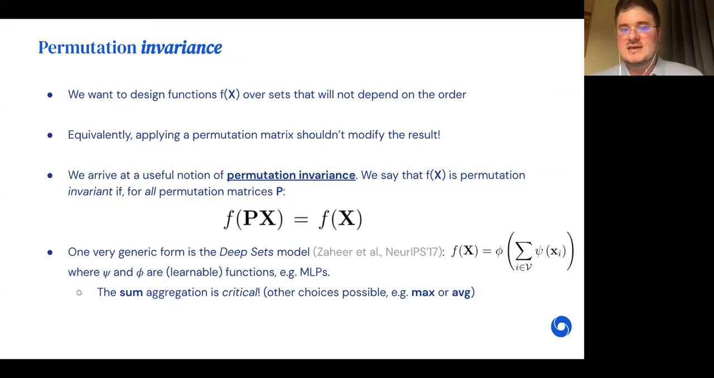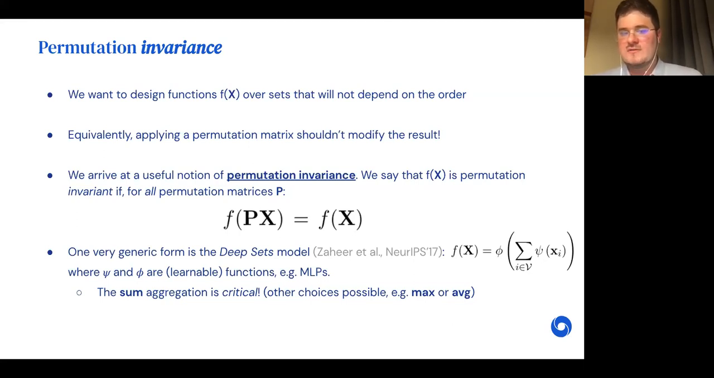So if we want to design functions, neural networks f of x over these node features that will not depend on the order, it's the same as saying, if I apply a permutation matrix, that shouldn't change the outcome. And this gives us permutation invariance by directly following the blueprint that I showed you before. So no matter what permutation matrix I choose, my function f is permutation invariant if the output is the same, no matter what I do to the input in terms of permuting it.